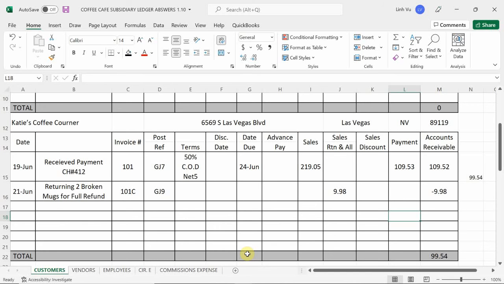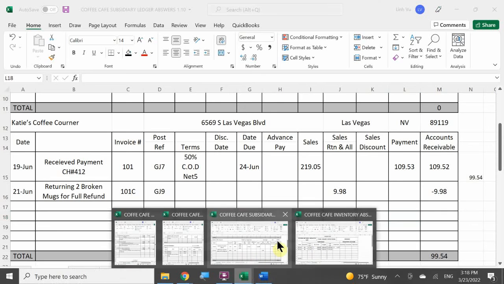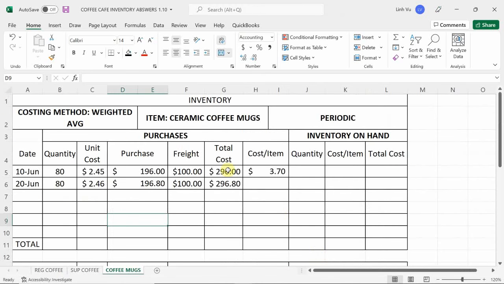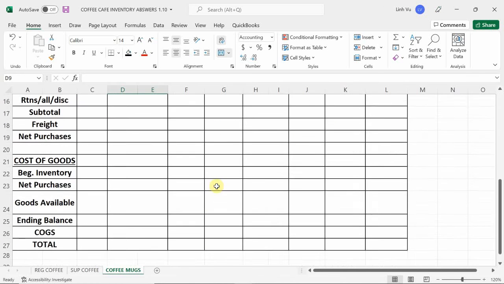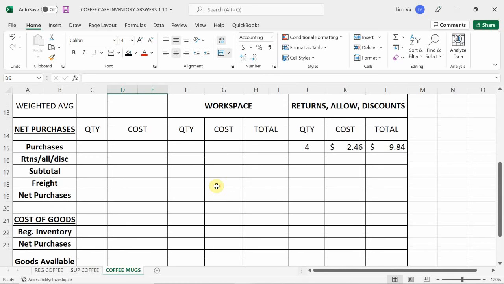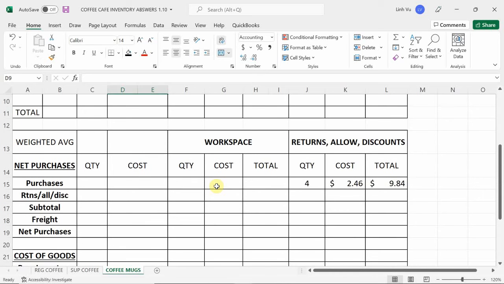Okay? Second thing is, in my inventory worksheet, is there a section for sales returns and allowances? Yes. Are you sure for sales returns and allowances? No. No. If it's for purchase returns, yes. But for sales, no. Because once again, periodic inventory, we don't care about our sales. We only care about what we purchased.